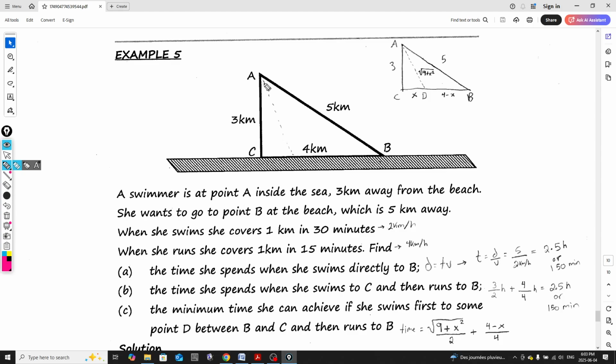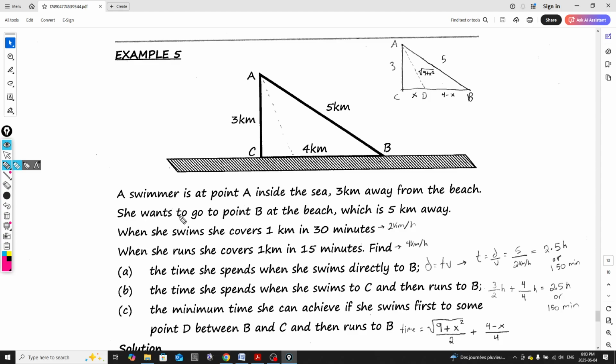Okay, so a swimmer is at point A inside the sea. So you're inside the sea here, 3 kilometers away from the beach. Okay, so this is the beach right here. She wants to go to point B at the beach, which is 5 kilometers away. So from point A to point B is 5 kilometers away. From point A right to the beach, perpendicularly to the beach, is 3 kilometers.